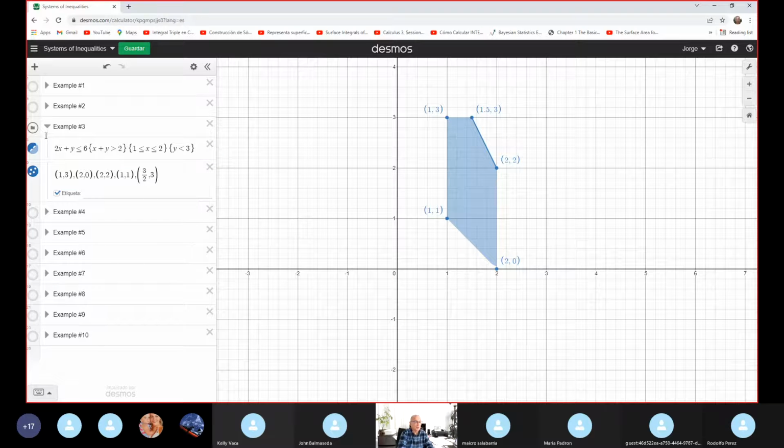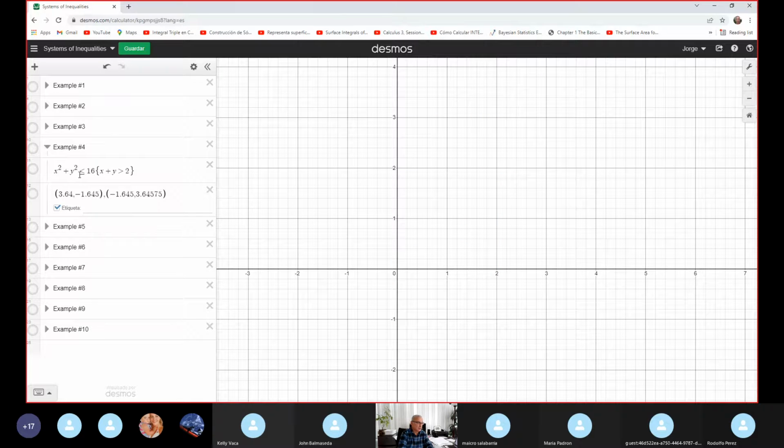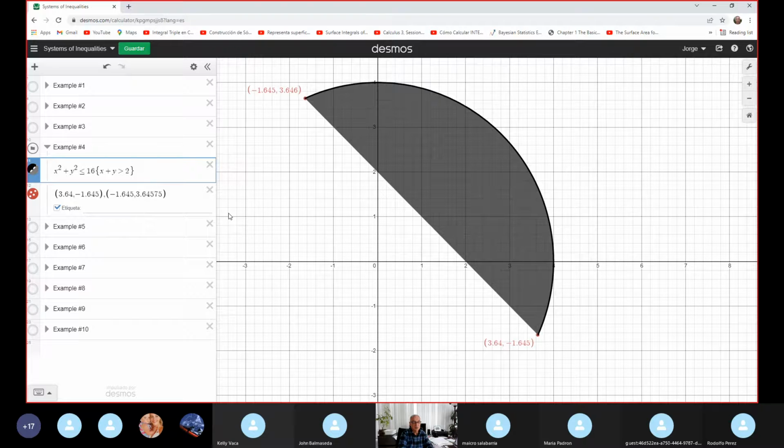Okay, now number 4. We did number 4. Number 4 is this one: x squared plus y squared less than or equal to 16. There are only 2 inequalities, one non-linear and one linear. Okay, let's do it. Oh, it's a circle.